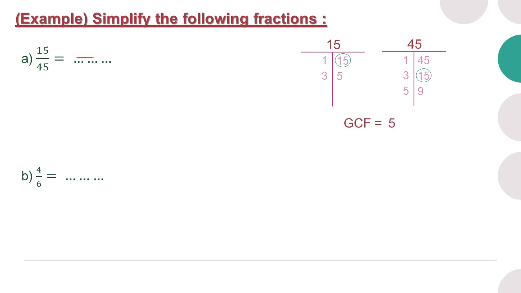Now for 15, we will divide by 15 up and down. 15 divided by 15 will be 1. And 45 divided by 15 will be 3.